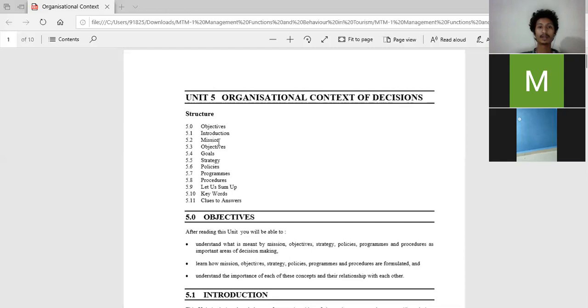sometimes seem similar, okay, but there is a little difference. Mission, objective, and goals. Okay. So, the introduction is that organizational context, as I always say, introduction means the meaning, okay? What is organizational context of decision making? So, the first three main parts are mission, objectives, and goals.